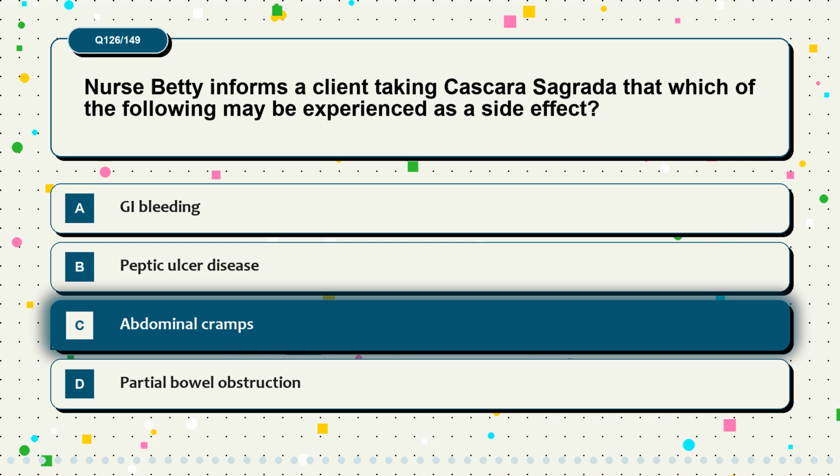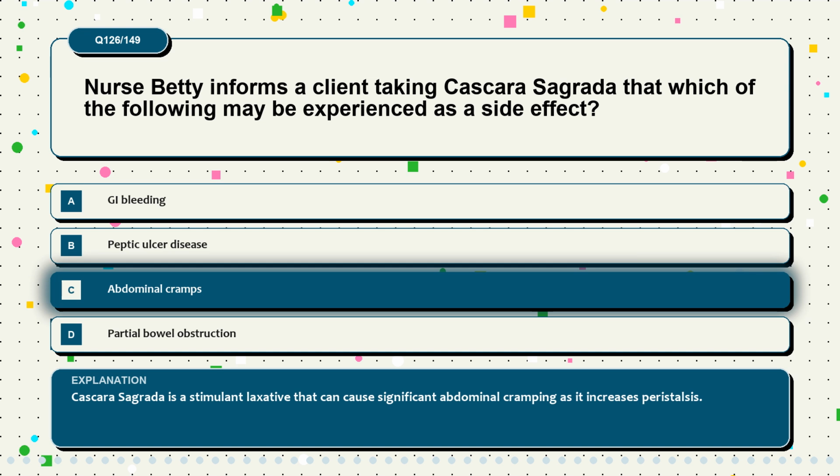The correct answer is option C. Abdominal cramps. Cascara Sagrada is a stimulant laxative that can cause significant abdominal cramping as it increases peristalsis.